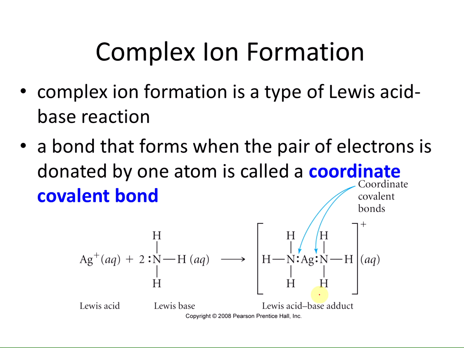So again, this is just re-emphasizing what a complex is and what a coordinate covalent bond is. So in lab, you will actually be making this compound, and it's a water-soluble complex. So if you have a silver ion in solution and you add ammonia to it, that ammonia is a Lewis base because it's got that lone pair, and that lone pair will donate its electron density to the metal to make a bond. It'll make a coordination bond. So that's a coordinate covalent bond. And this would be a Lewis base adduct. So this is an example of Lewis acid base chemistry.